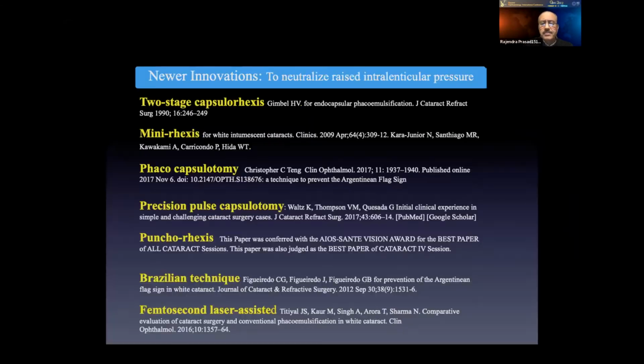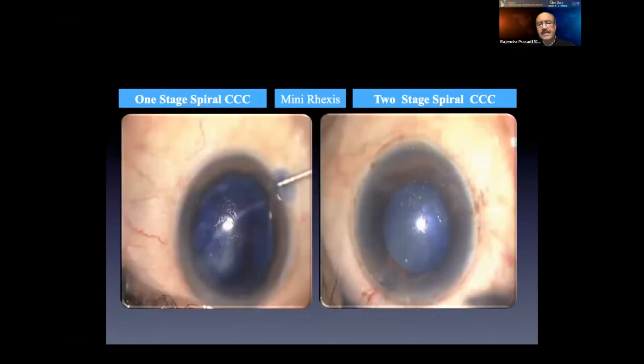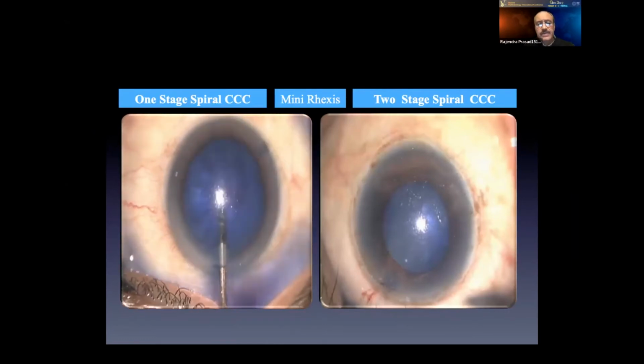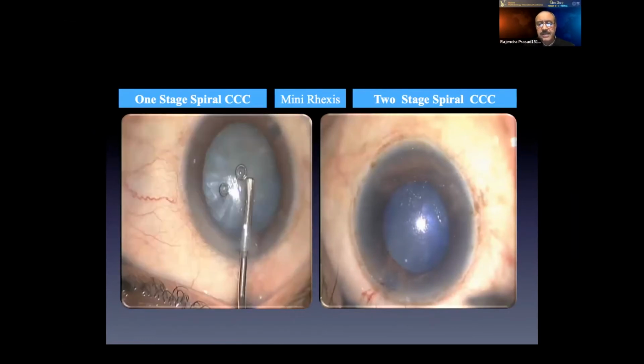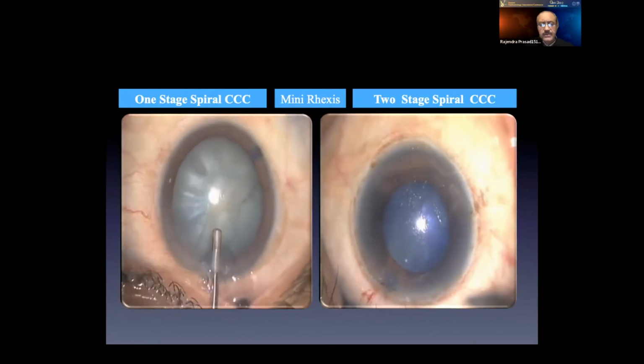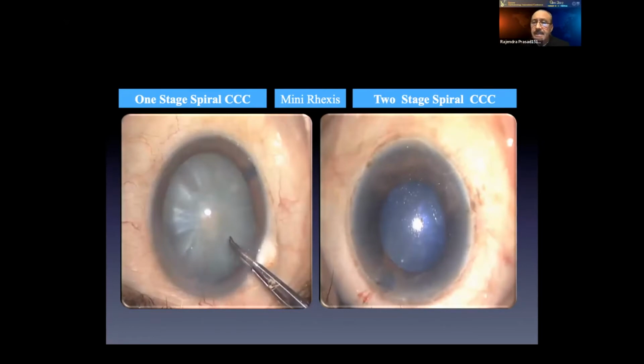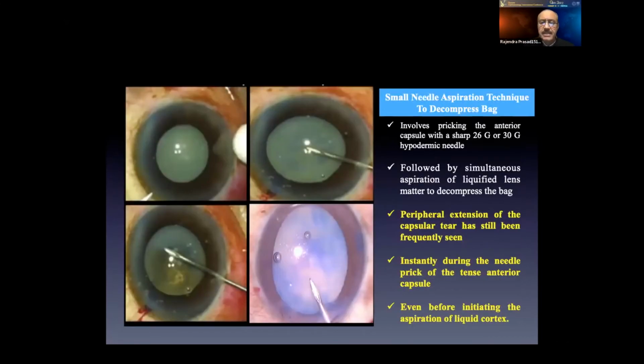Now, various newer innovations took place to neutralize the raised intralenticular pressure, including the phacocapsulotomy, mini-raxis, and many techniques which came up. Most of these techniques, like one-stage spiral CCC, we keep on doing. Mini-raxis is one of the very commonly used techniques to avert the extension of the tear, and there are two-stage spiral techniques. So I'm not going into the details of these. Then there is the small needle aspiration technique to decompress the bag, where we use a hypodermic needle to puncture the anterior capsule and then start aspirating the fluid which is there in the intralenticular space.